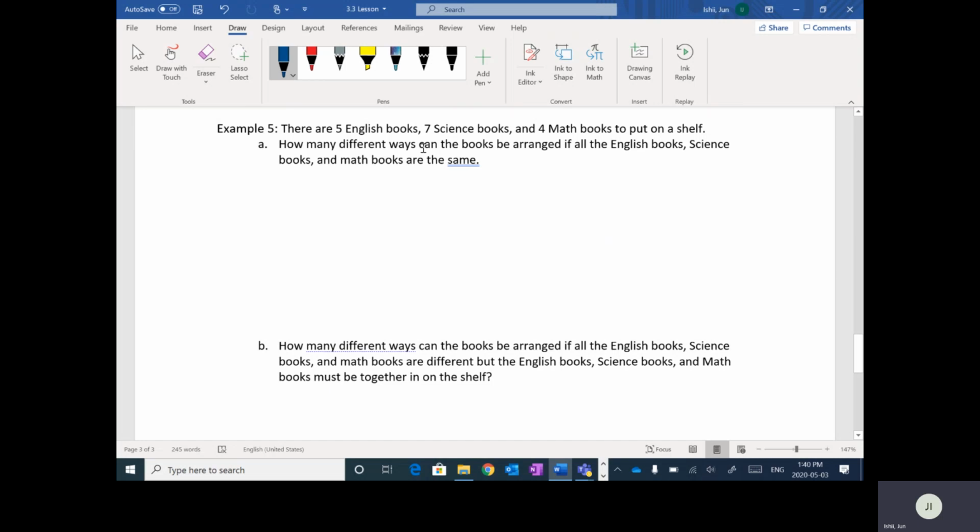How many different ways can the books be arranged if all the English books, science books, and math books are the same? Okay, so now we're actually dealing with identical objects, right? So these 5 English books are exactly the same, 7 science books, and 4 math books. So this is similar to going back to the first couple examples, like that Mississippi example. Okay, so total books.